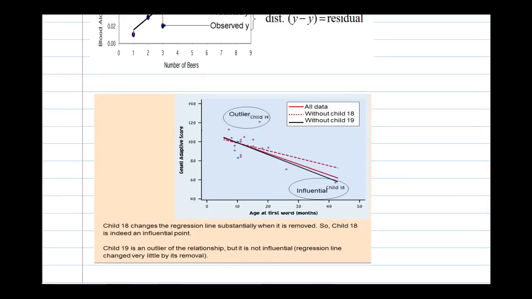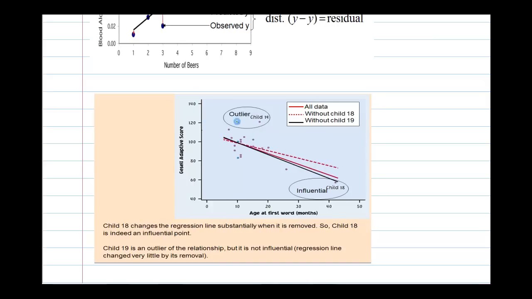So with this graph, we already have talked about, again, this data set, age at first words, and the Gesell adaptive score test. We already looked at this value up here that was an outlier because it had a very large residual. And the black line right here and the solid red and the dashed line are going to be 3 different regression lines that we look at. The red line is our original data set. Now the black line is if we take out our outlier point. If we take out child 19, what's the effect on the line?